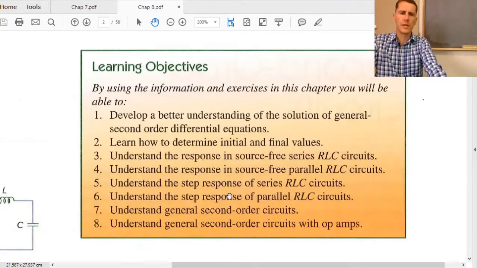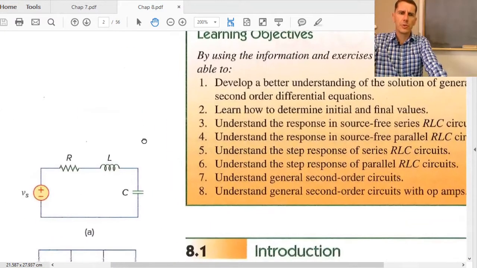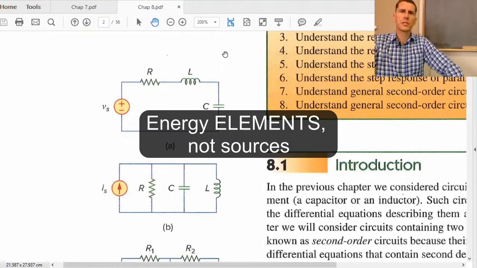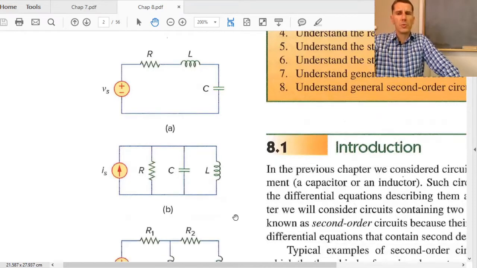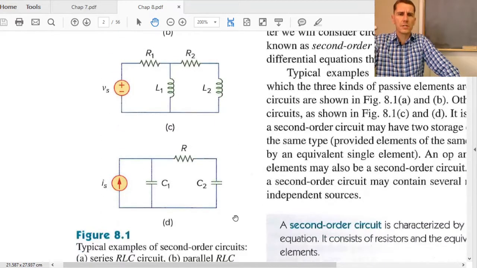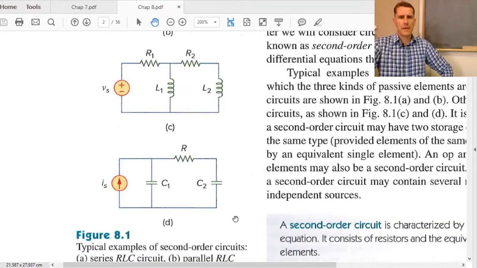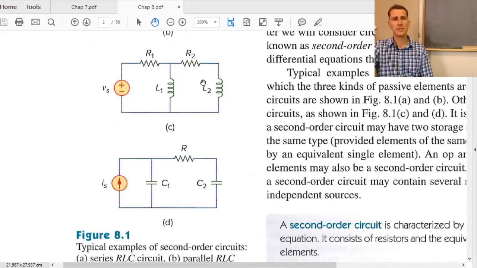Now, what do I mean by you actually only need two energy storage elements? So here are the two circuits that we're going to focus on primarily, the series and the parallel circuits. But when we get to the general second order circuits, you can also get a second order circuit by just having two inductors. But the snag with this circuit is we can't combine those two inductors into one inductor.